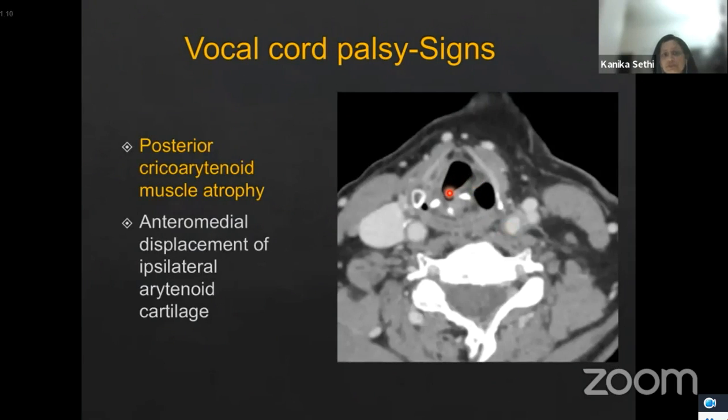When the posterior cricoarytenoid muscle atrophies, this is the normal position of the arytenoid, slightly oblique. The arytenoid cartilage on the paralyzed side will be anteromedially displaced. The first sign we saw was the dilated ventricle, inability to abduct the cord. Then you see the arytenoid cartilage on the side of palsy anteromedially displaced because you have atrophy of the posterior cricoarytenoid muscle.